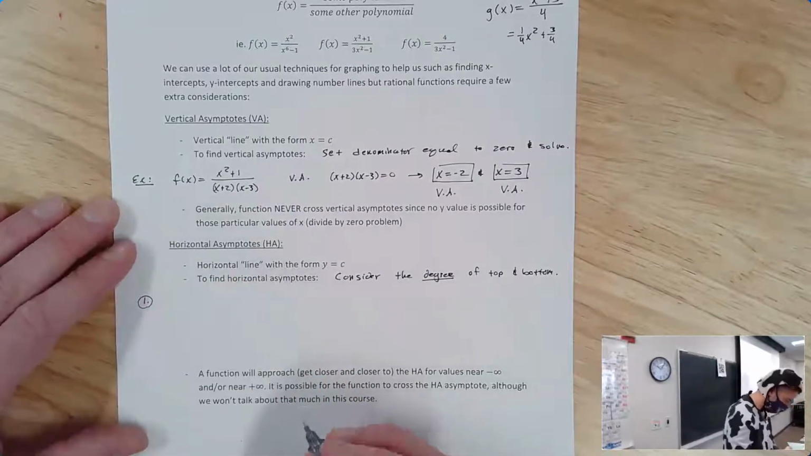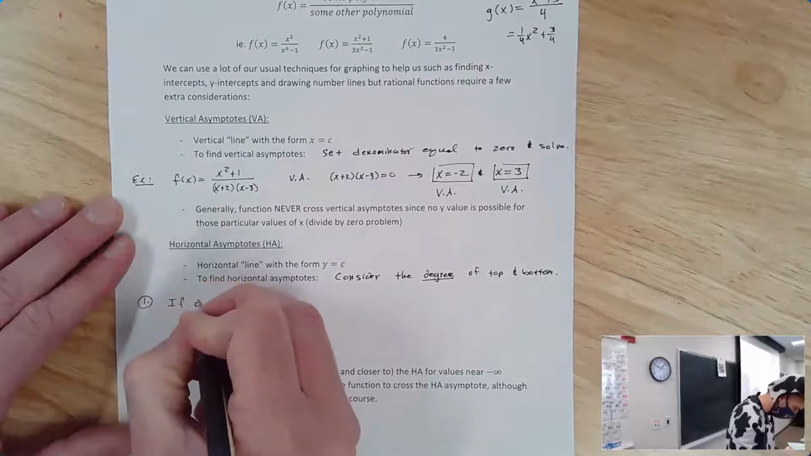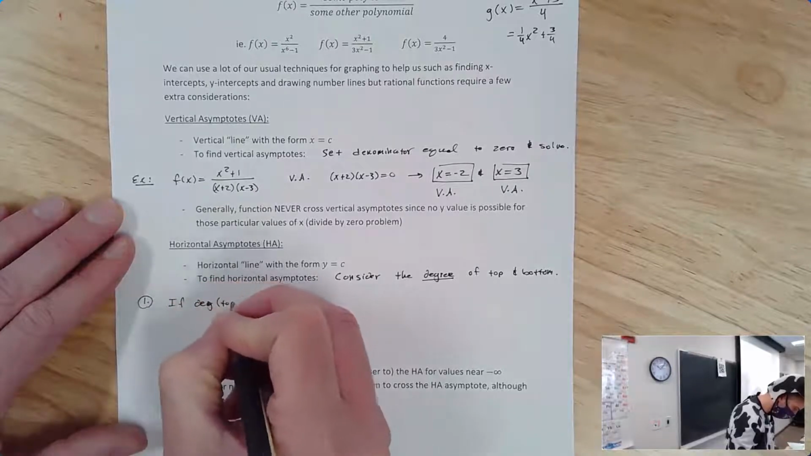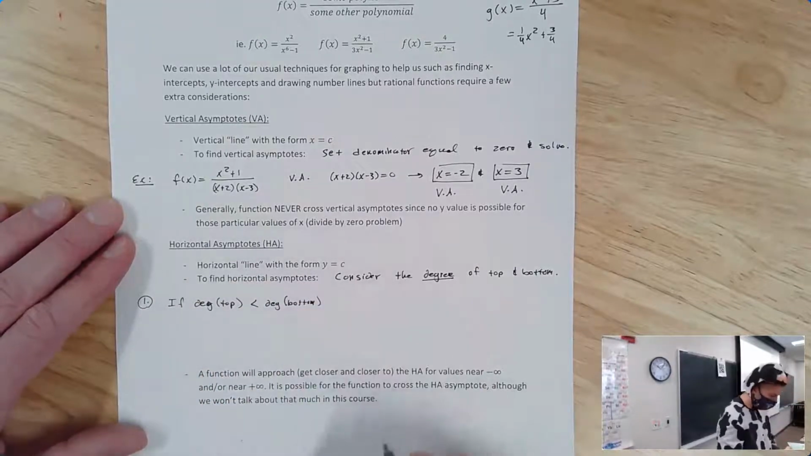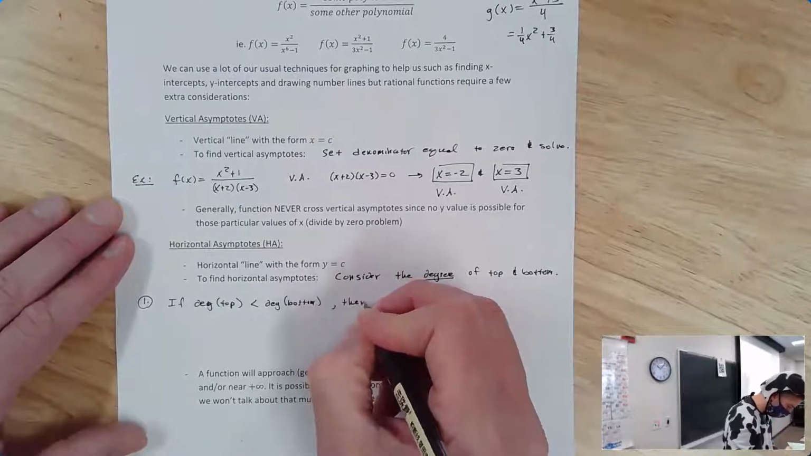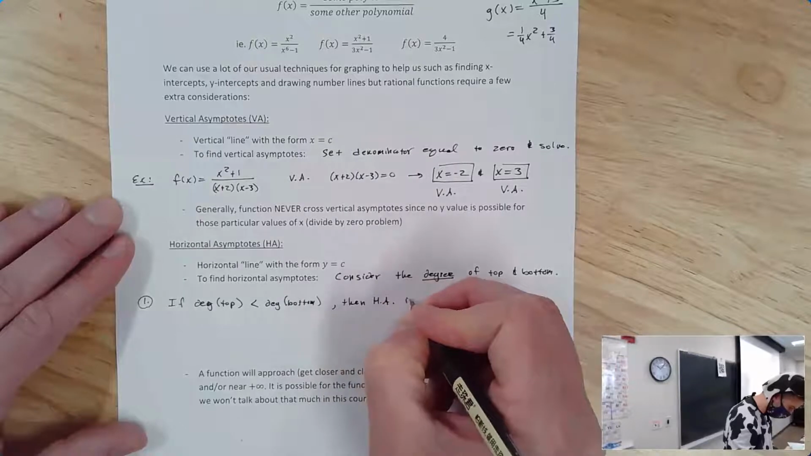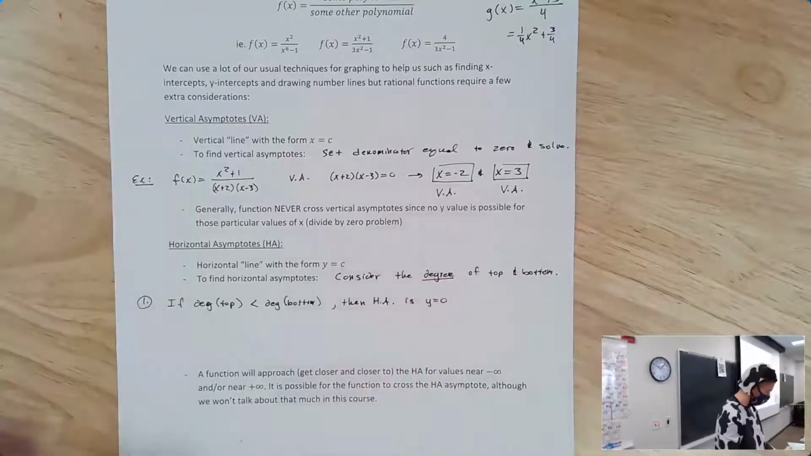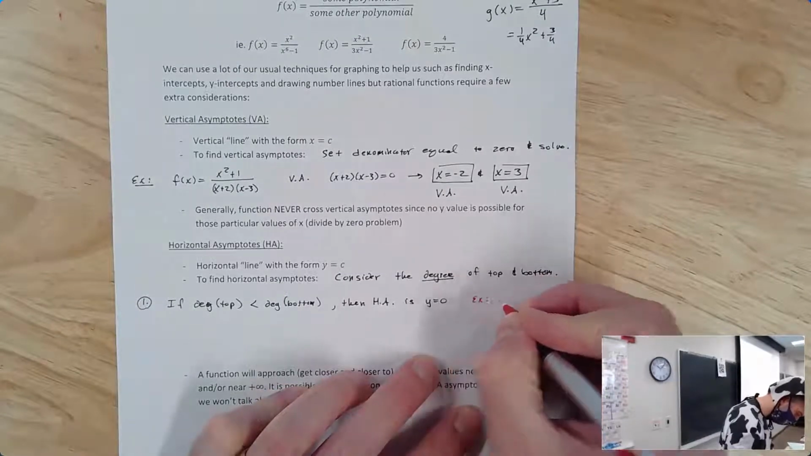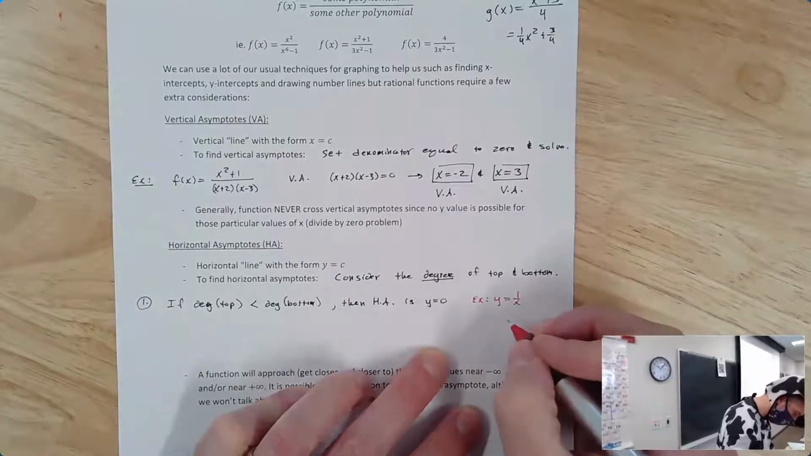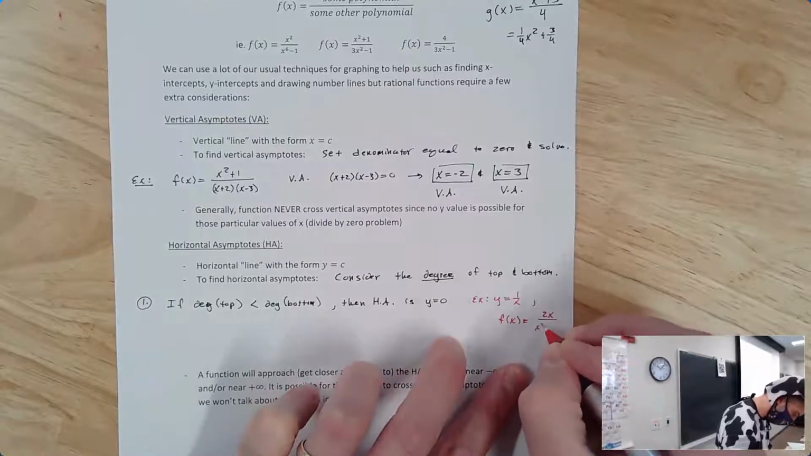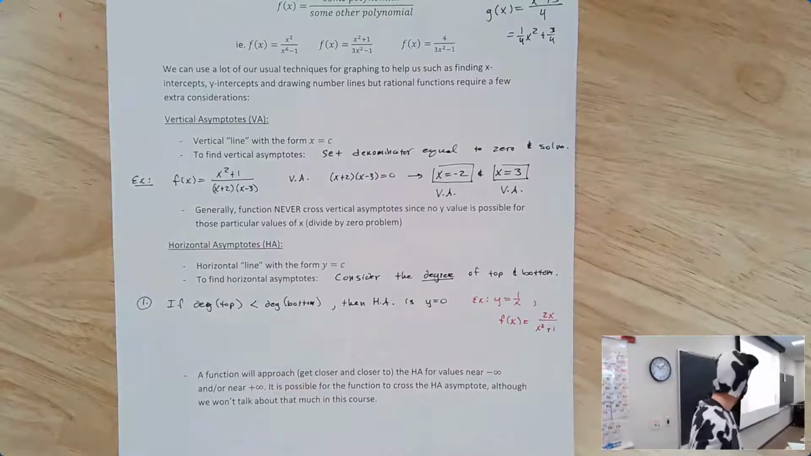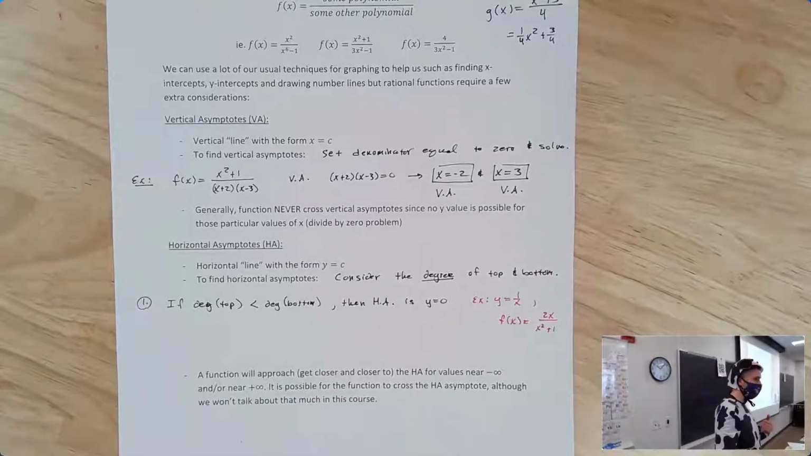So one possibility is if the degree on top is less than the degree on the bottom. If that's the case, then the horizontal asymptote is y equal to 0. A couple examples of this: y equals 1 over x, or f of x equal to 2x over x squared plus 1. Those are both examples of where the degree on top is less than the degree on the bottom.